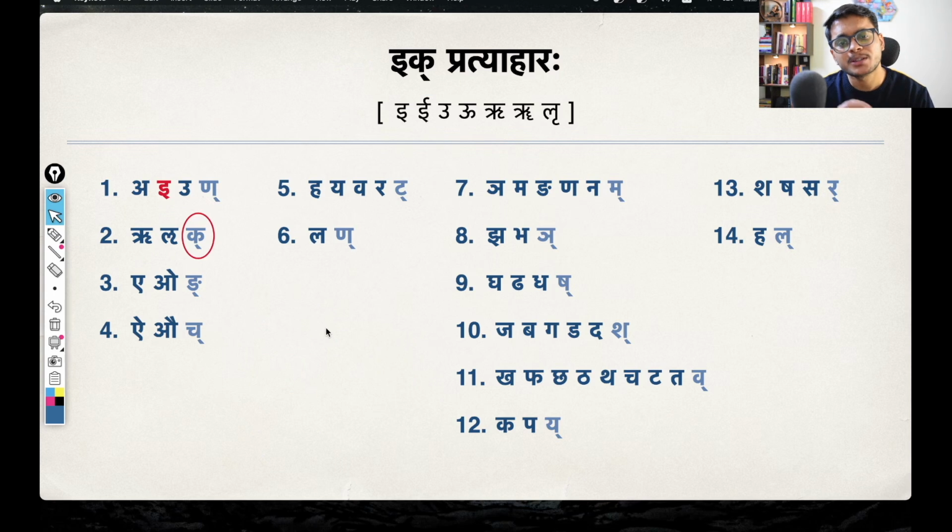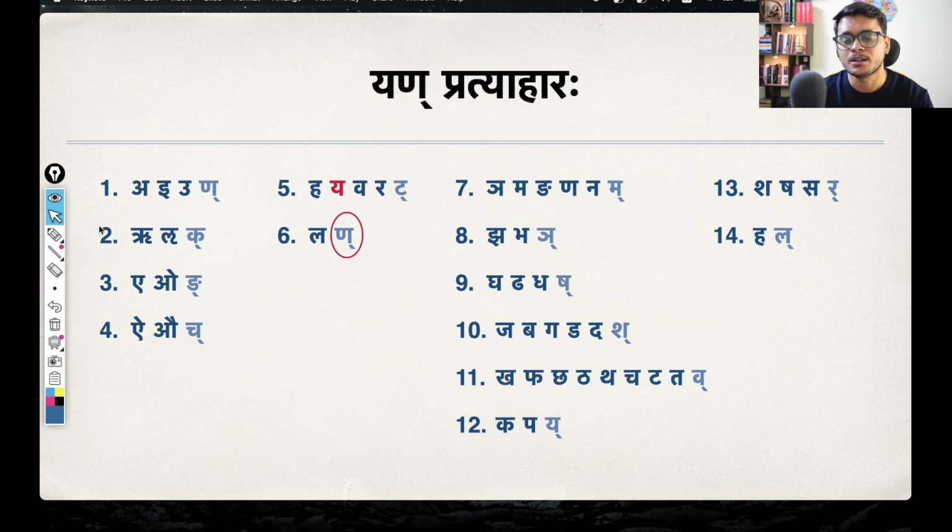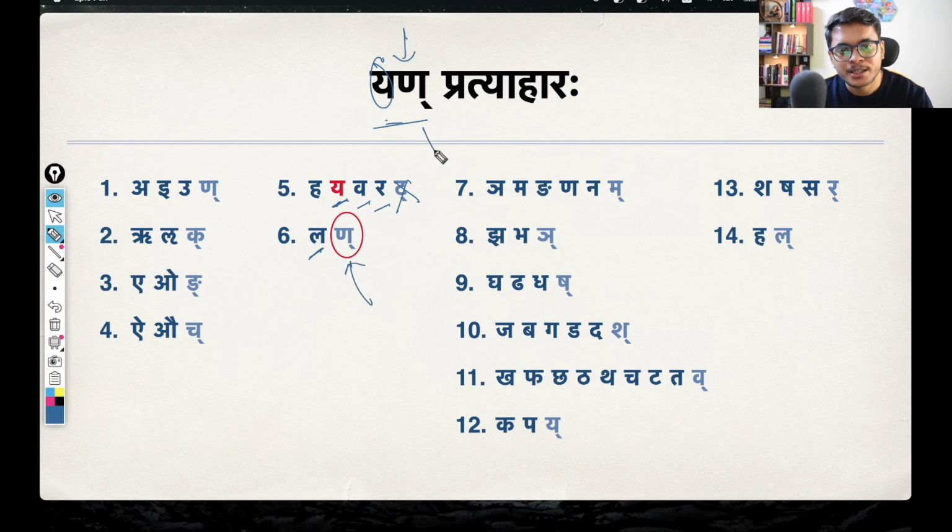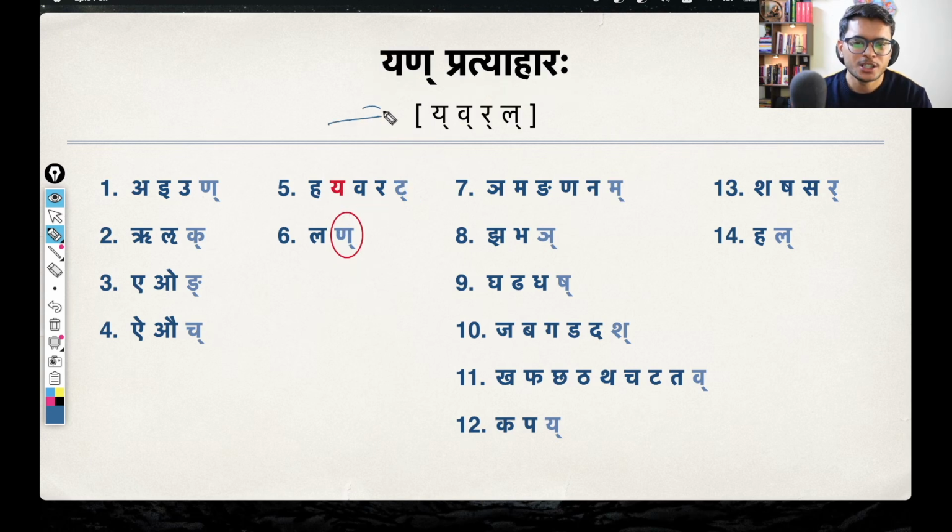Now, the second pratyahara that we saw, yana pratyahara. So, what are the group of letters represented by this yana? Again, we start with this starting letter, ya. So, ya, va, ra. We skip this, then la. And then we reach our final it letter, rana. So we stop here and we don't include it also. So basically with this yana pratyahara, we are talking about ya, va, ra, and la. So these four consonants, right?